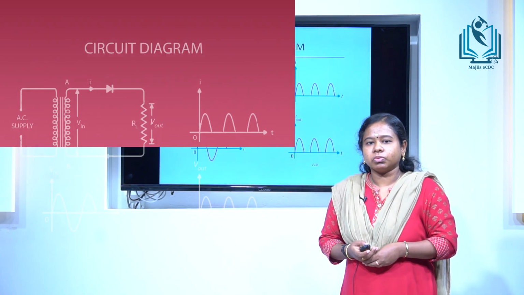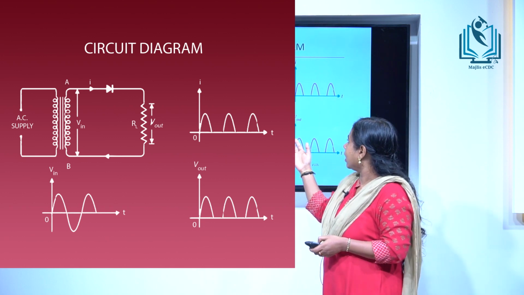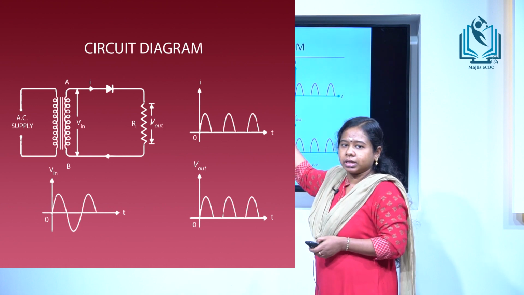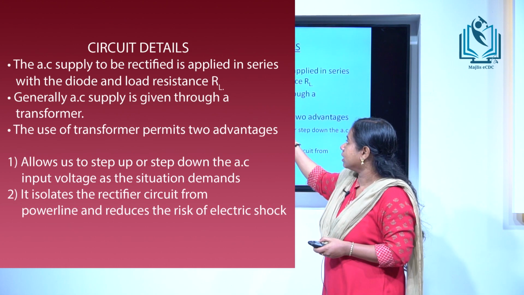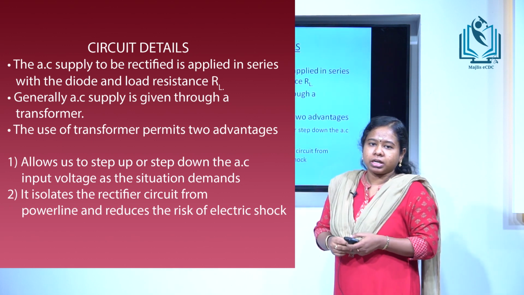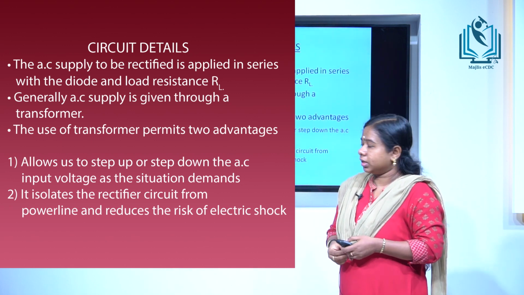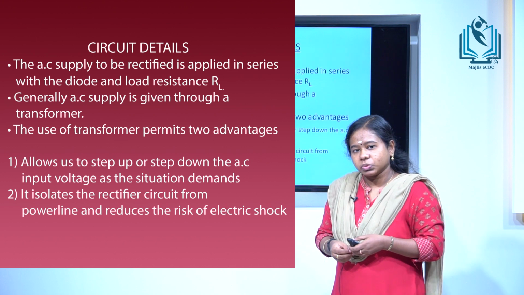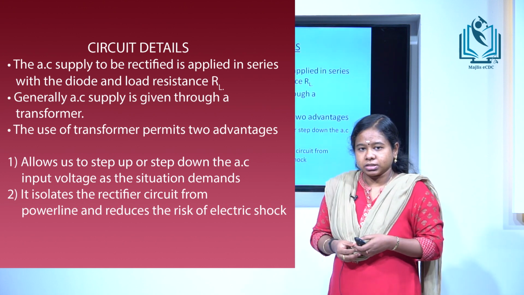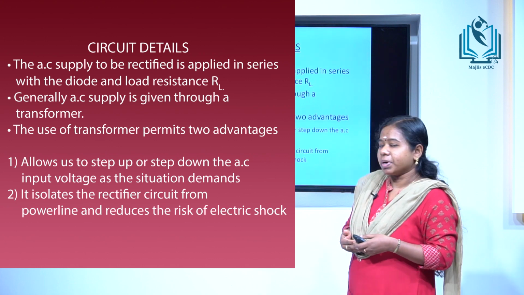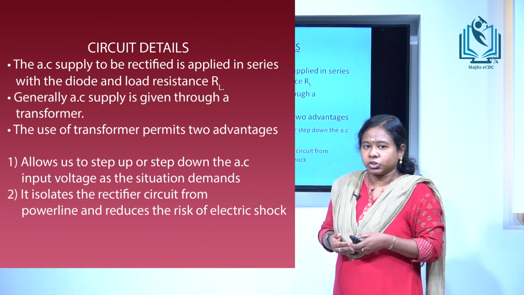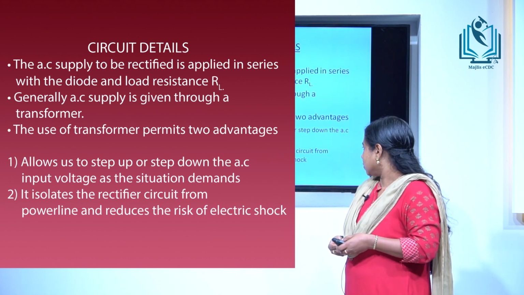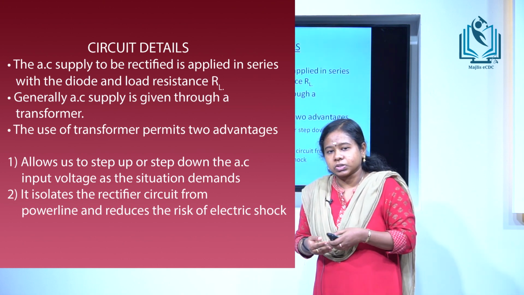Now, let us see the circuit of half-wave rectifier. This is the circuit diagram, and it consists of a transformer, a semiconductor diode and a load resistor. As you can see, the AC supply to be rectified is applied in series with the semiconductor diode and the load resistor RL. Generally, AC supply is given through a transformer, and the use of a transformer permits two advantages. Firstly, it allows us to step up or step down the AC input voltage as the situation demands. Secondly, the transformer isolates the rectifier circuit from the power line and thus reduces the risk of electric shock.